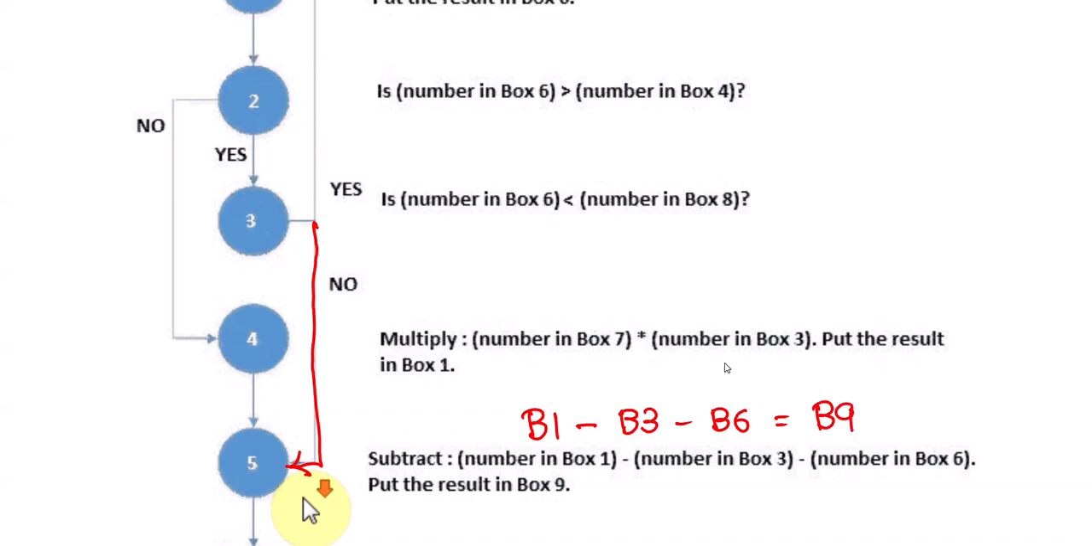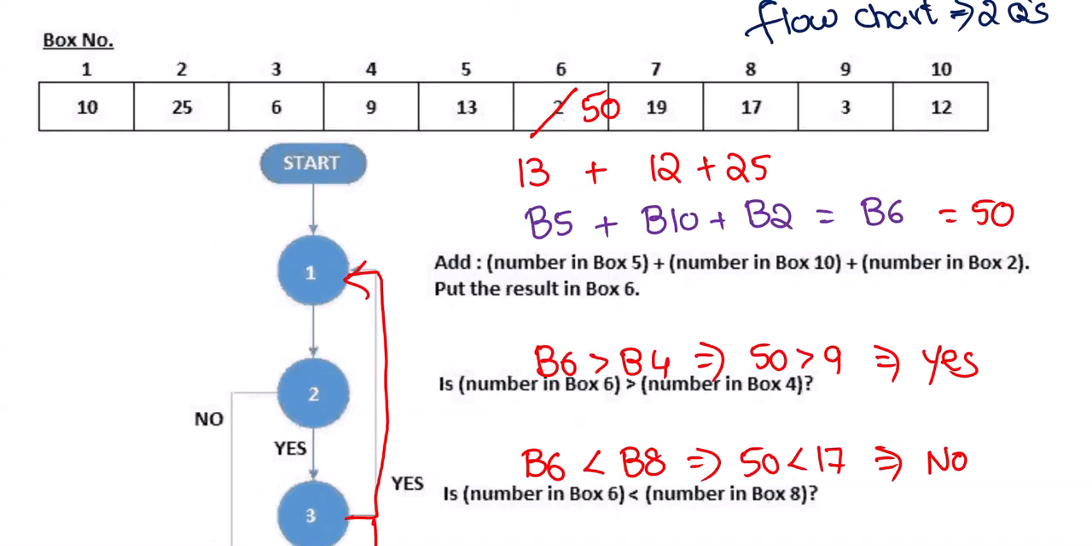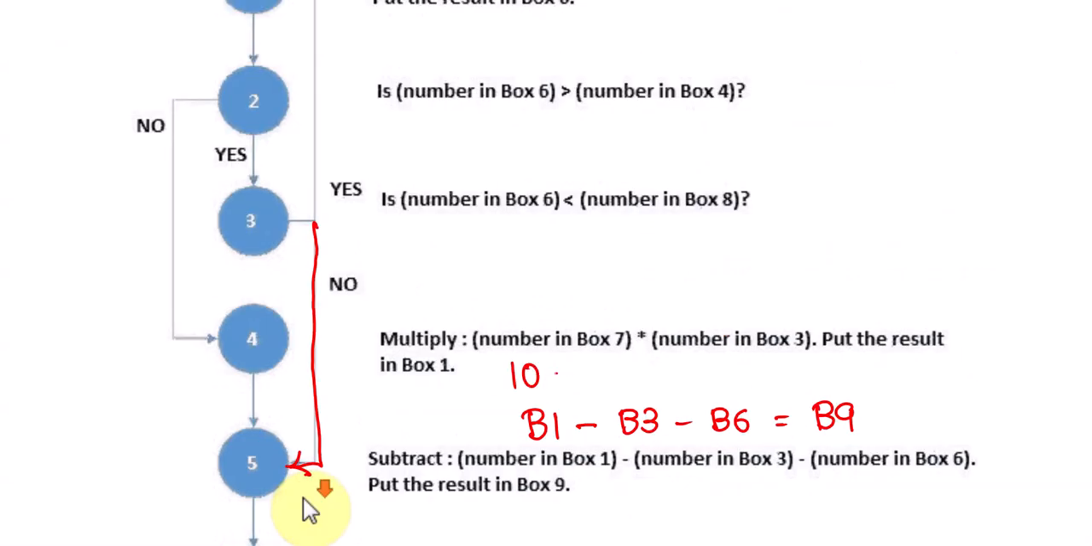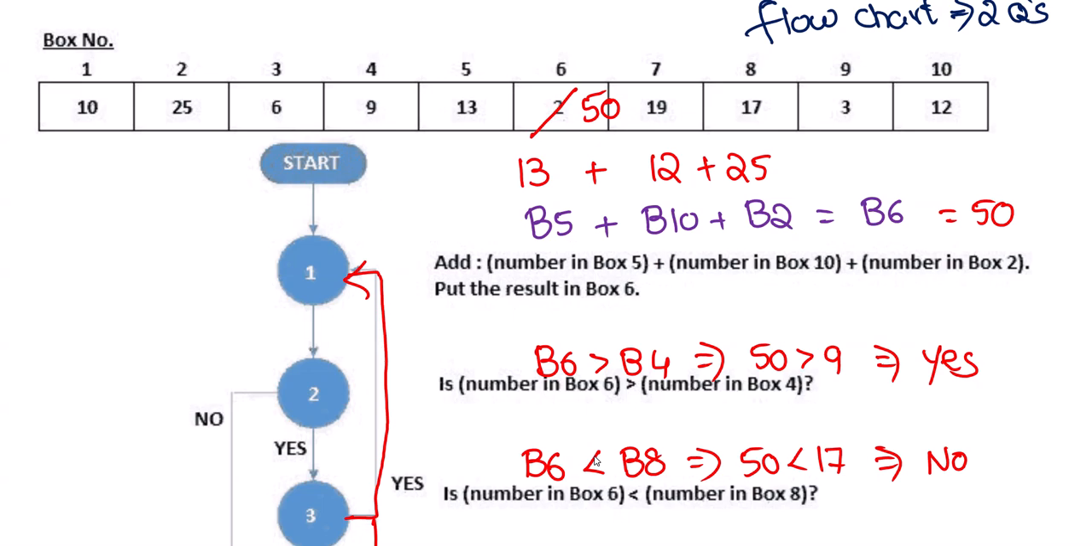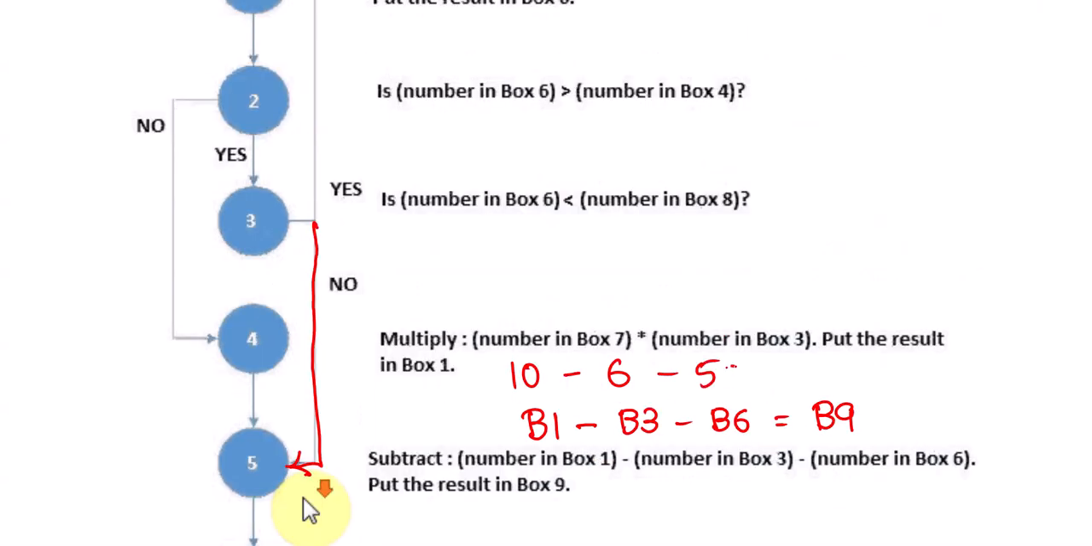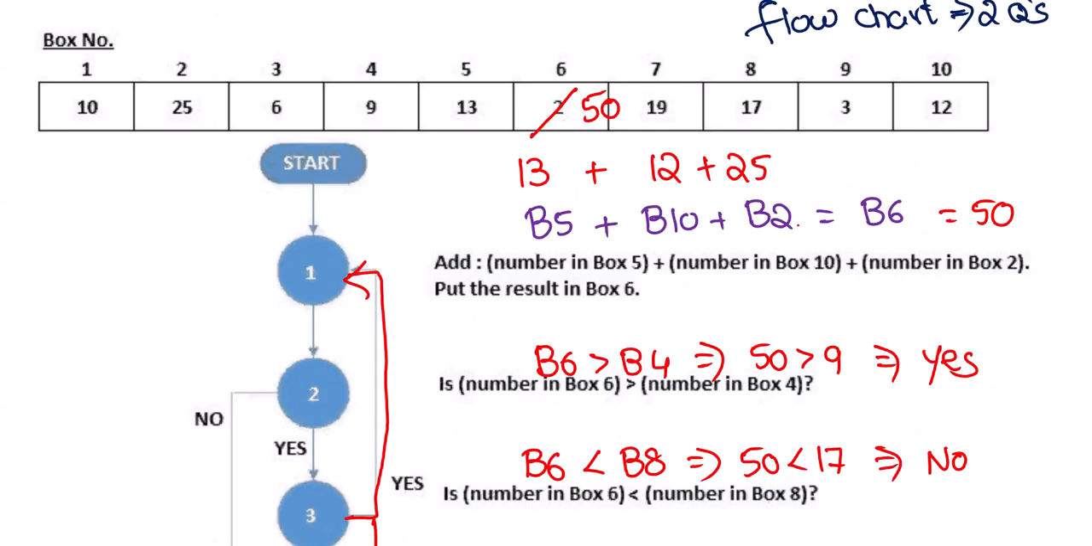What is the number in box 1? Number in box 1 is nothing but 10. Number in box 3 is 6 in the question. Number in box 6 is 50. So if you subtract all this, 10 minus 50, we got minus 40, then minus 6, so it's minus 46. So box 9 is updated to minus 46. So box 1 is 10, box 3 is 6, box 6 is 50, box 9 is now updated to minus 46.